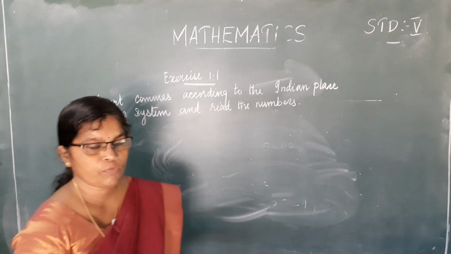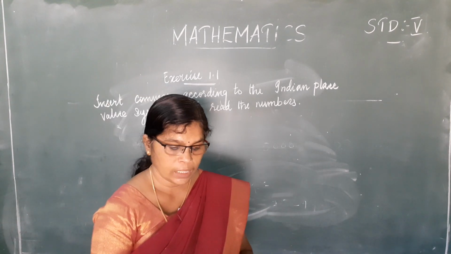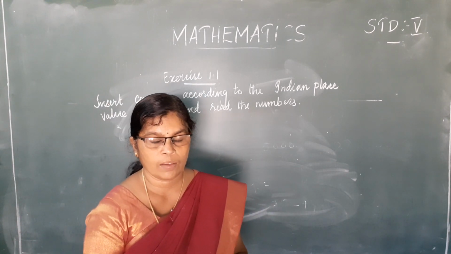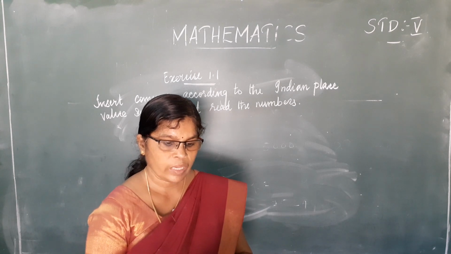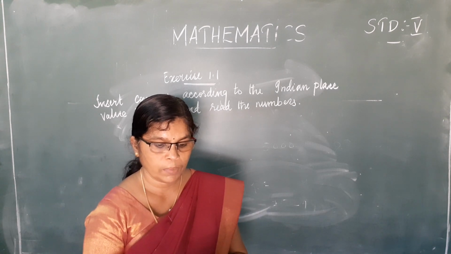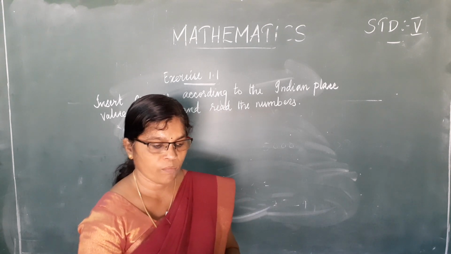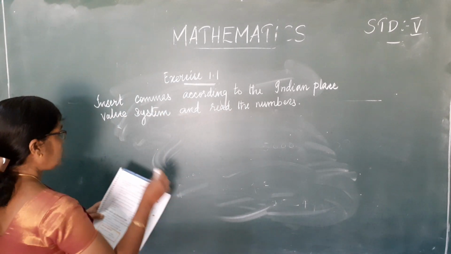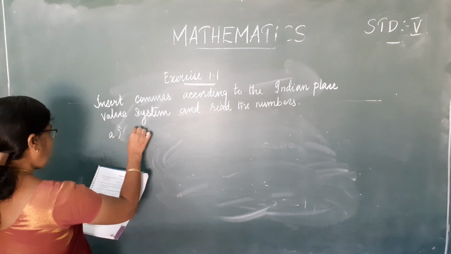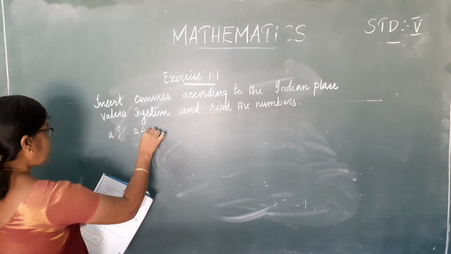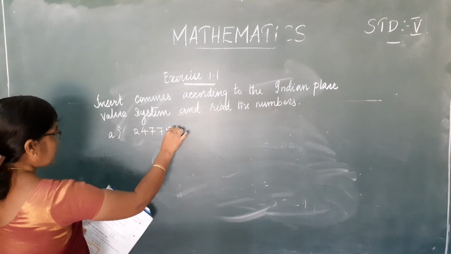I'll do one question for you. For the rest of the questions, if you don't have the textbook, I will send exercise 1.1 through WhatsApp, so you can do the rest of the numbers as homework. The first one I'll do for you. That is A: 2477563.